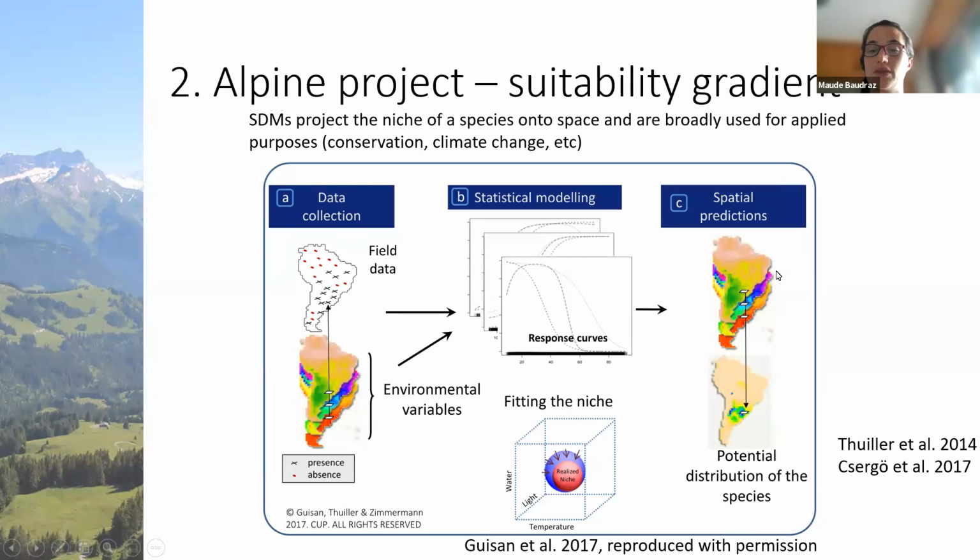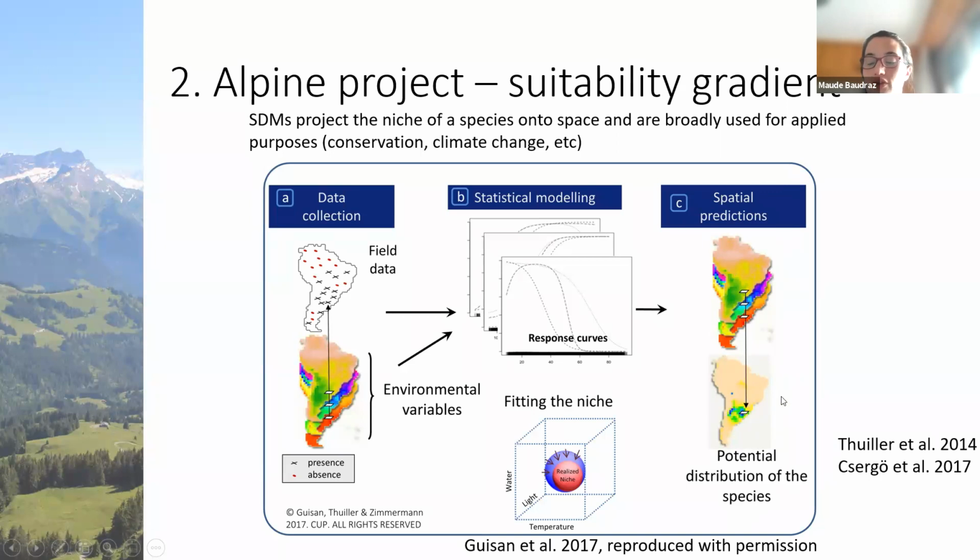And given we have them in the shape of maps, we can then project this probability of occurrence back into the geographic space. What we obtain is a map of probability of occurrence, which is often understood to be a map of suitability of the environment for the species.